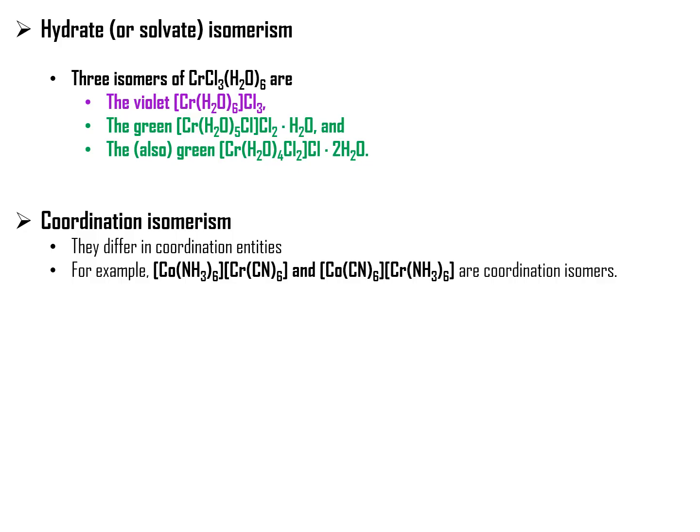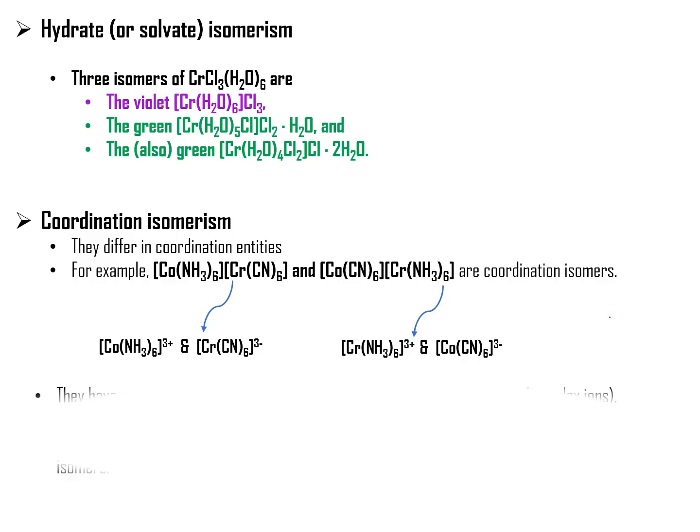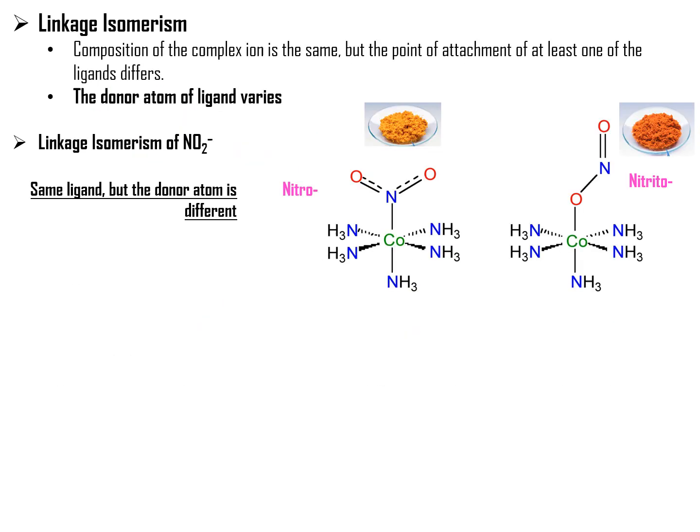Coordination isomerism occurs when both cation and anion are complex ions. Ligands exchange between the two metal centers while the total composition remains the same. So you can see here the total composition for both cases remains the same. They just change the coordination sphere.